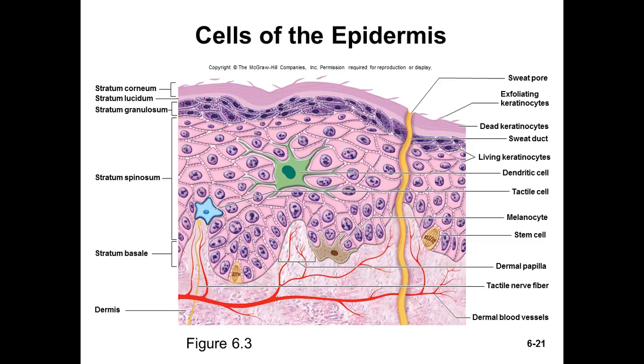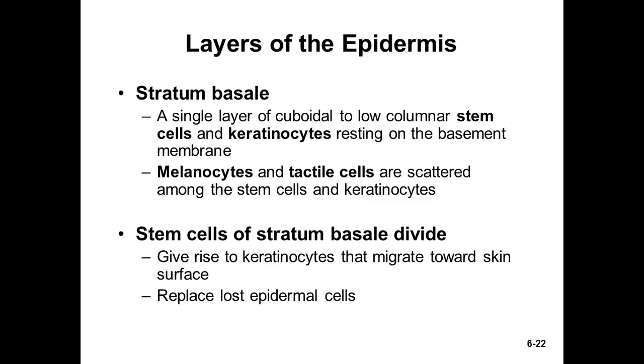You can see to the right you have the exfoliating keratinocytes. That's when every 60 to 90 days or every 2 weeks we shed the top layer of the skin. Although it takes a couple of weeks for it to actually get to the top, it takes a couple more weeks before it actually sloughs off.